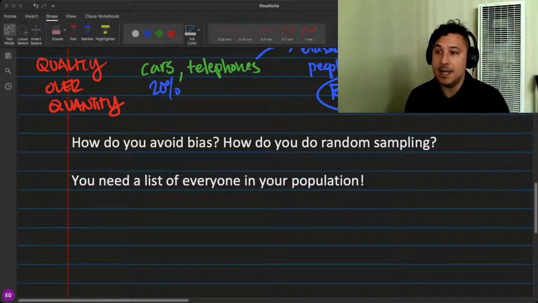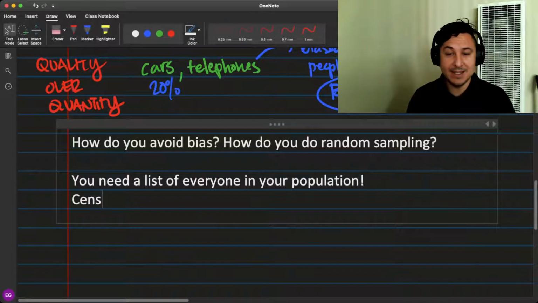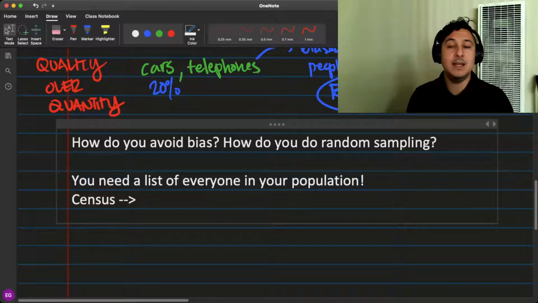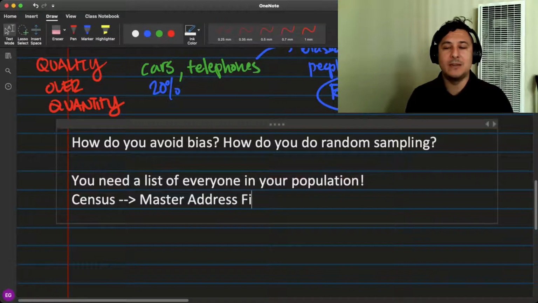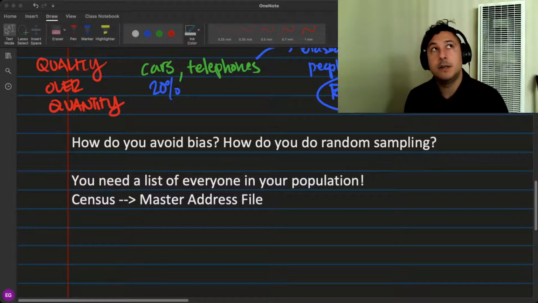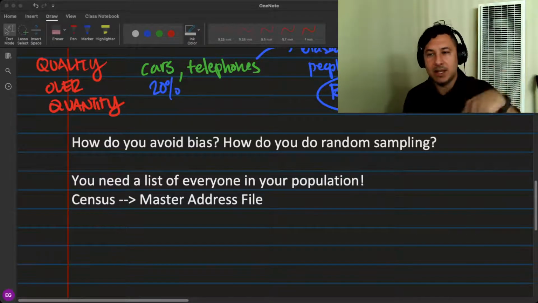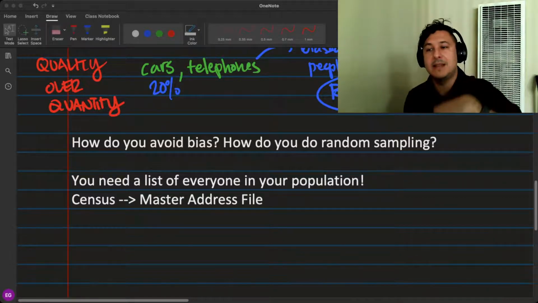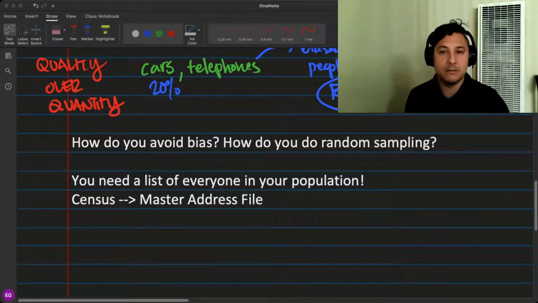Okay? And in America, we have a particular government agency which is tasked with this purpose. Does anyone know what it is? The census, yes. The census actually maintains a list of everybody in America, and they call it the master address file, or something like that. They have a list of every single address in America that the post office can deliver to, and then they have a list of everybody who lives at that location, and they update it every 10 years.